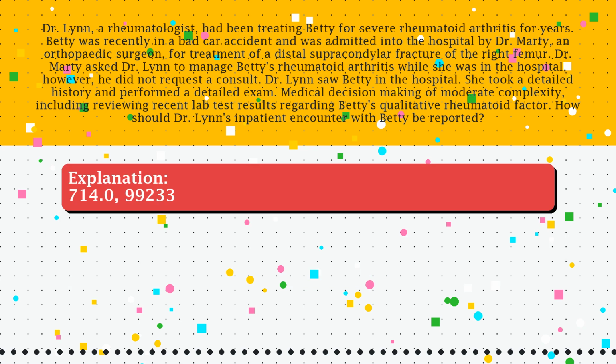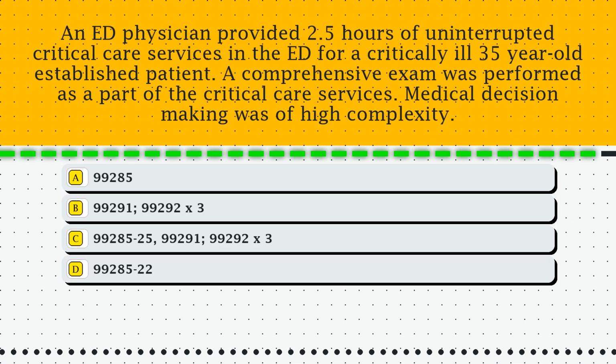Question 99. An ED physician provided 2.5 hours of uninterrupted critical care services in the ED for a critically ill 35-year-old established patient. A comprehensive exam was performed as a part of the critical care services. Medical decision making was of high complexity.